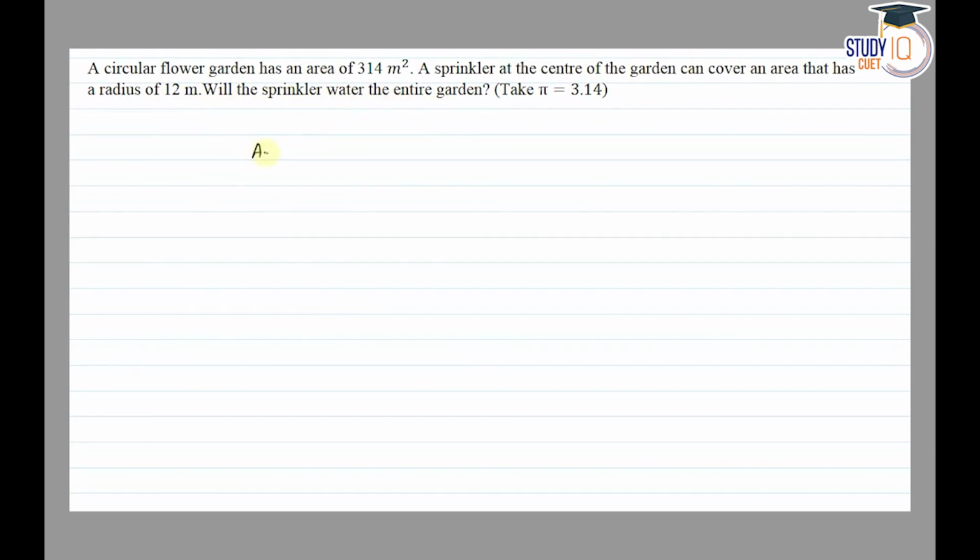So हमें एरिया गिवन है: एरिया ऑफ सर्कुलर फ्लावर गार्डन is equal to 314 मीटर स्क्वायर. तो इसका फॉर्मूला था पाई आर स्क्वायर इज इक्वल टू 314. सो 3.14 into radius square is equal to 314.